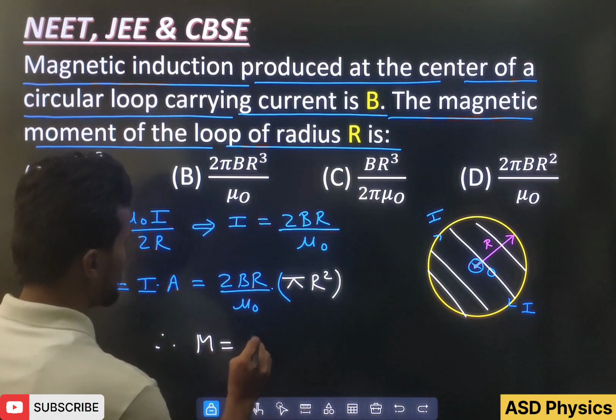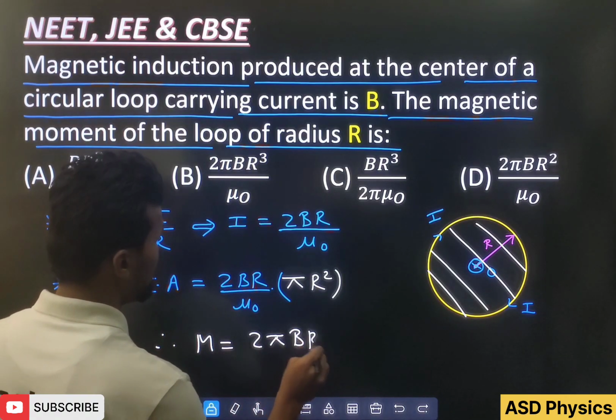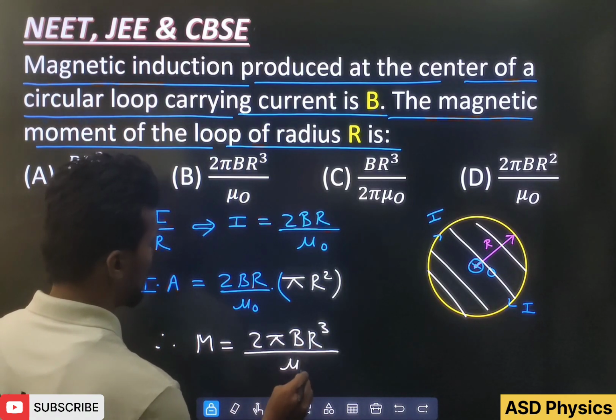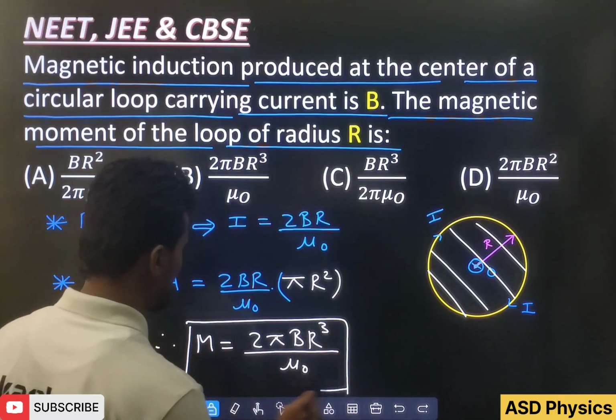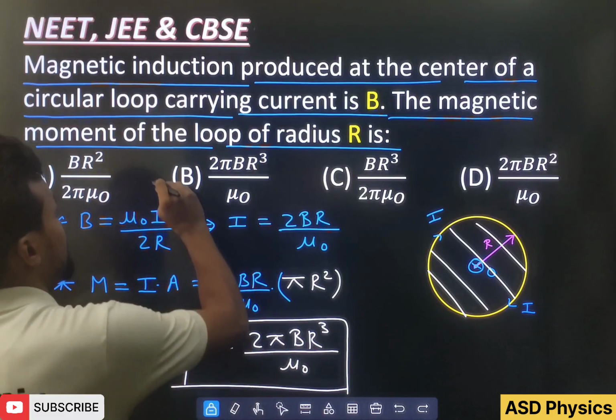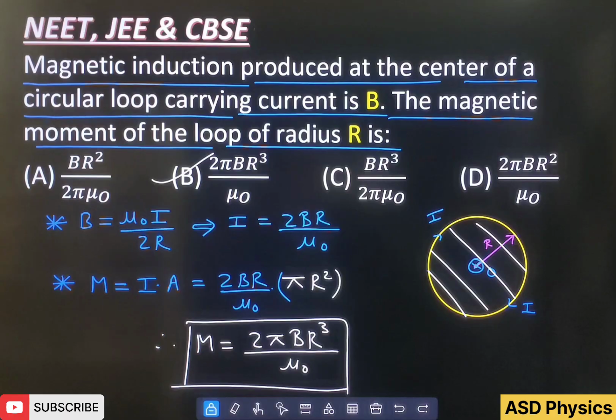This capital M will come as 2 pi B R cube by mu naught. I used to remember that always; directly sometimes we can use it in a question. The correct option is option B, where B is the magnetic induction at the center.